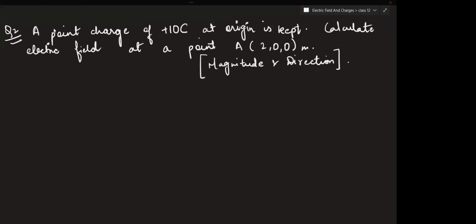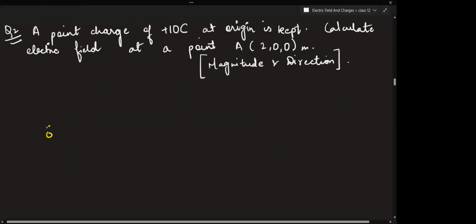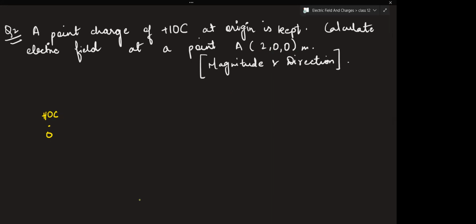See, this says a point charge of 10 Coulomb at origin is kept. If I say this is the origin, so 10 Coulomb charge is kept at the origin. You have to calculate electric field at a point A (2, 0, 0). What is meant by this? Which axis is this 2 on? X-axis. Yes, you have to use this relation only.